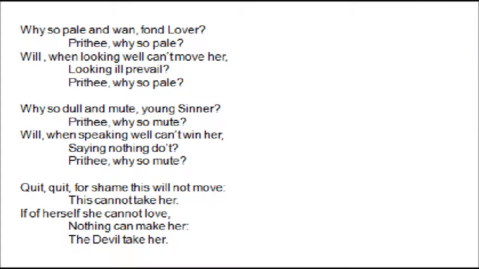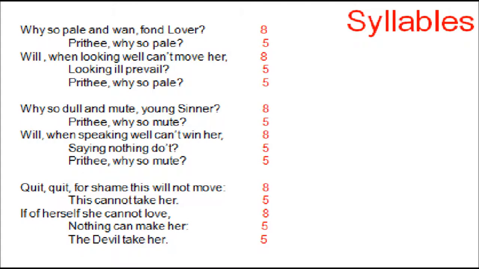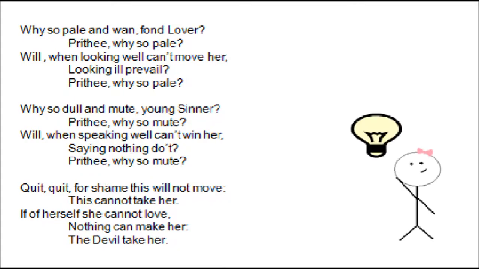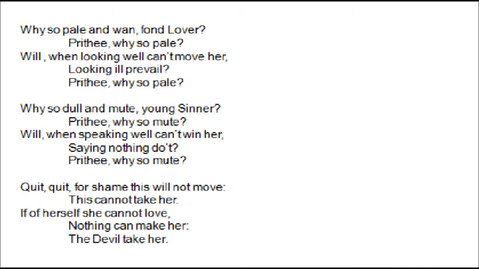And now count the syllables in each line. Okay. The first and third lines have 8 syllables, and the second, fourth, and fifth lines have 5, and the same goes for the other stanzas, too. Do you see any connection with the rhyme scheme? Oh, yeah, I do. Every line has the same number of syllables as the line it rhymes with. Absolutely right. Having fun yet?